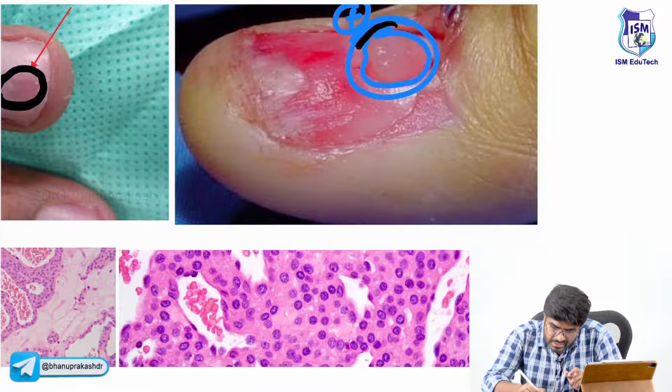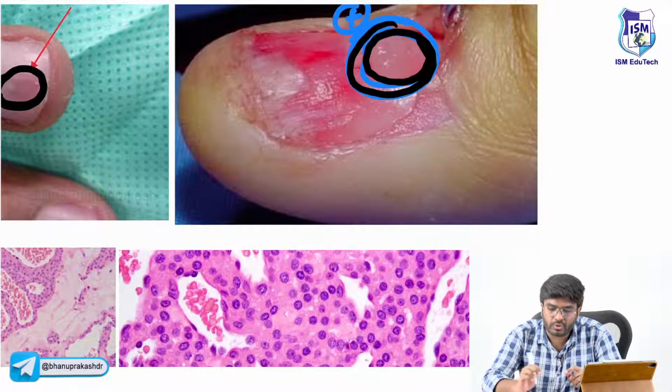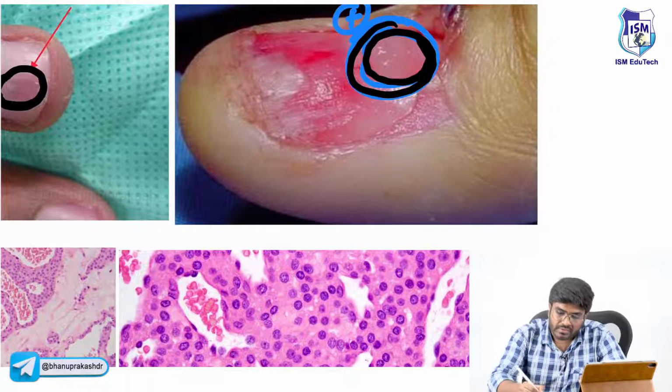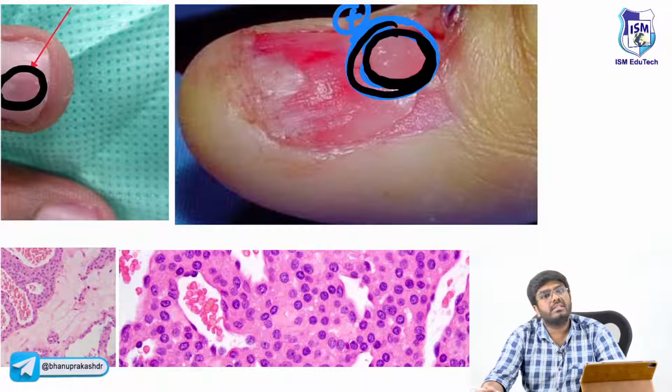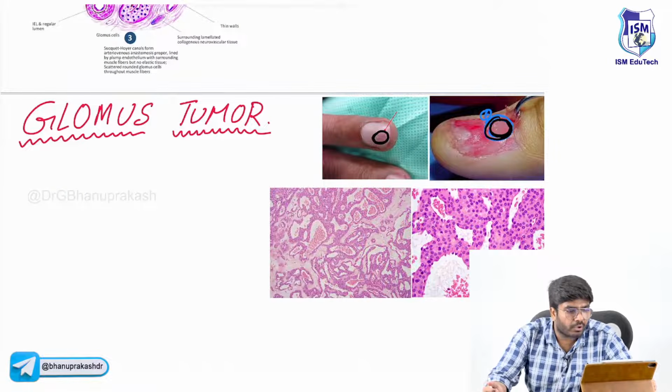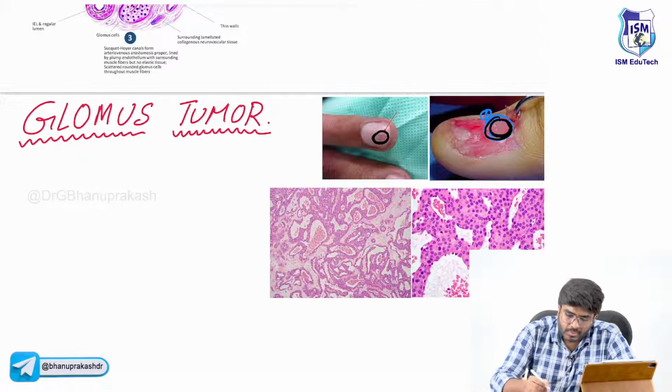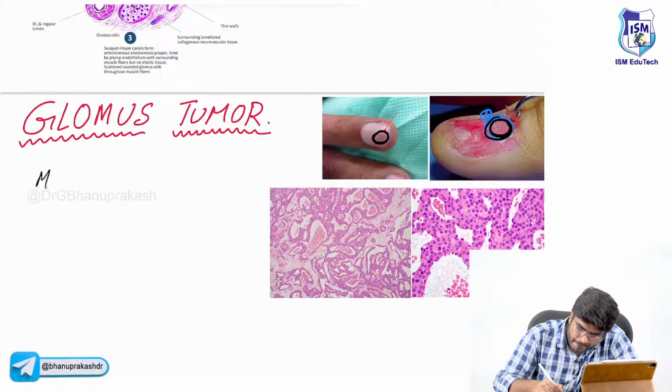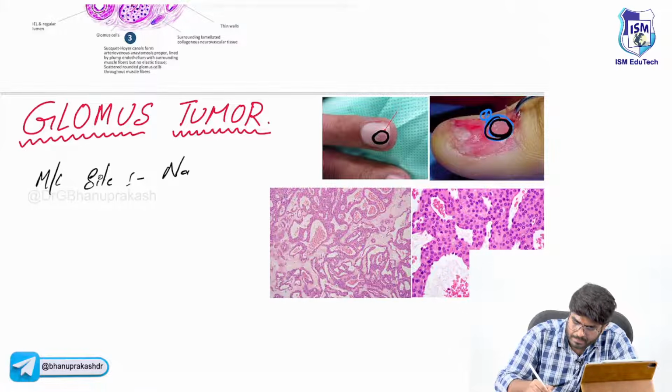Actually here you can see the tumor. If you take out the nail, actually there is a tumor present here. That is glomangioma. Now important points what you need to know for your exam: the most common site is the nail bed. It's a painful condition, it's a very painful condition.